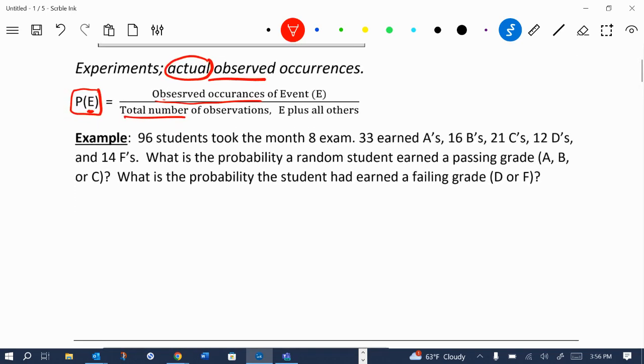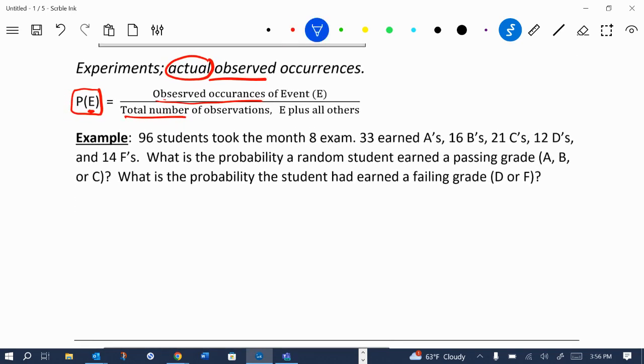So let's take an example here with 96 students who took an exam for math, and those that earned A's were 33 students, B's 16. This is just another way to see it that's going to help us with some of our analysis. 21 C's, 12 D's, and 14 F's. Not so good for some people, although definitely good for others.